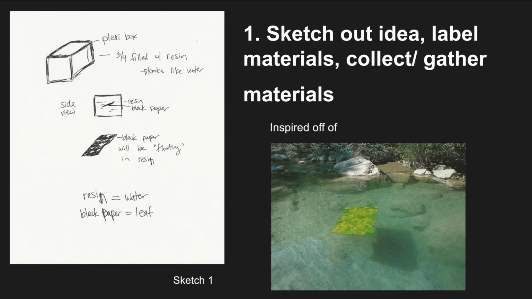Some of the steps: I have done 2 examples. One is based off of this image of Andy Goldsworthy, a leaf blanket floated in water. Here you can see my sketch. I've labeled the materials that I'll be using or possibly using, and I've referenced the image that I'm looking at.